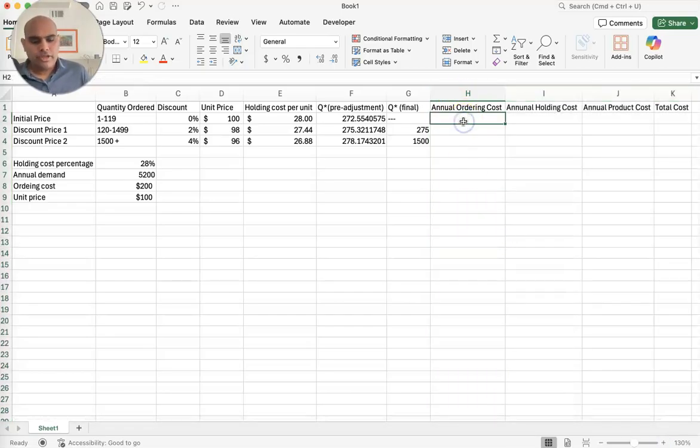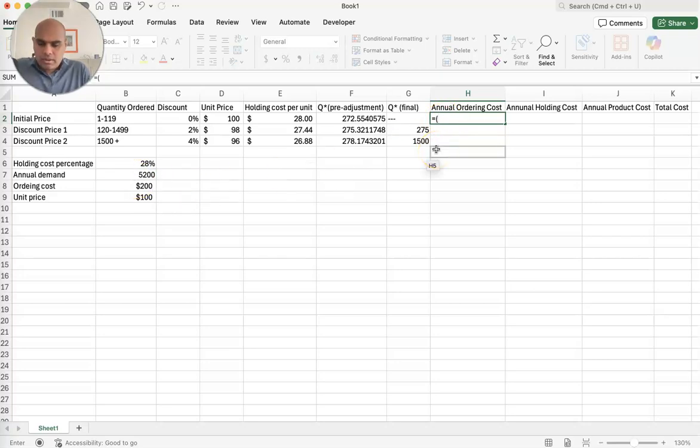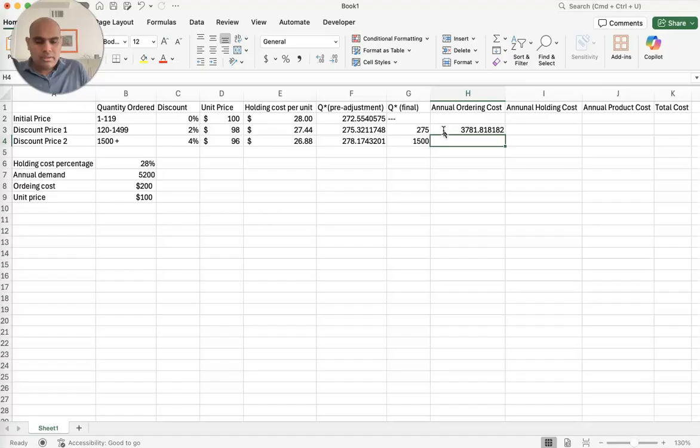All right. So annual ordering cost, remember it's D over Q times S. So D over Q is the number of orders that you place in a year. So capital D is 5,200. Oh, I don't have to do that for the first option, so forget that. It's 5,200 divided by Q. Q is whatever Q star that we calculated. So this is the number of times you'll place an order in a year times the ordering cost, which is $200, right? So this formula, you can copy that down.